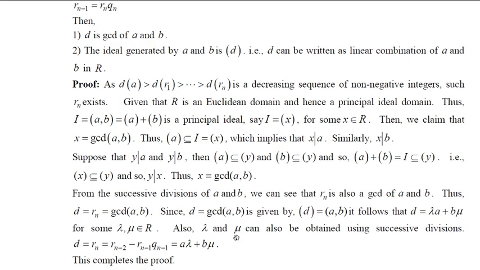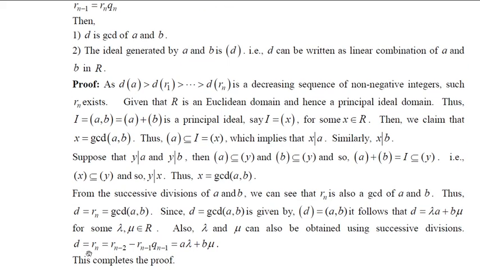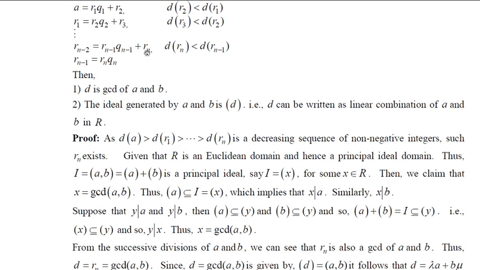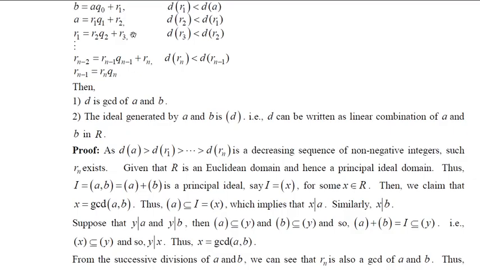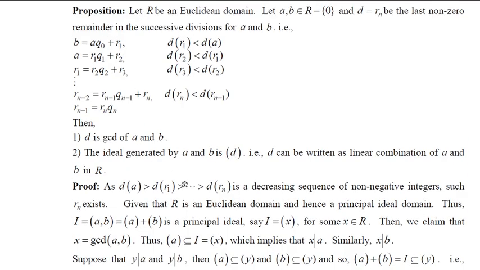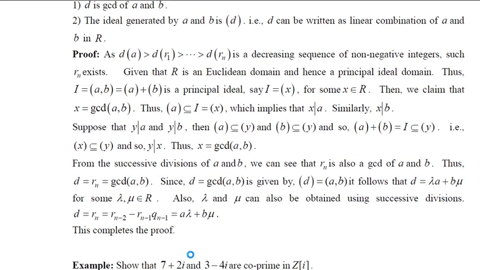Also, lambda and mu can be obtained by using successive divisions, which are given here. How? D is equal to Rn, but Rn is nothing but Rn minus 2 minus Rn minus 1 into Qn minus 1. So here this will be A lambda plus B mu. If you go on substituting in the reverse fashion, you'll get lambda A plus B mu. So this completes the proof.